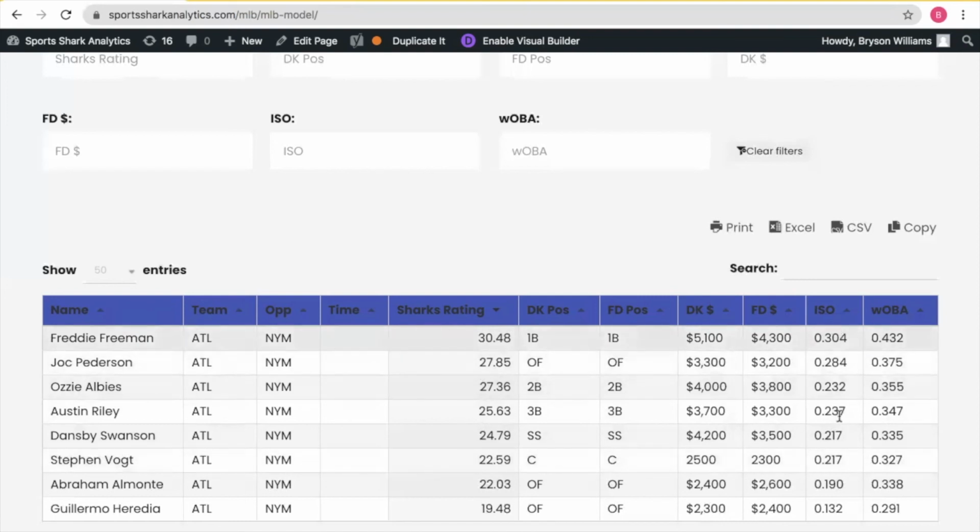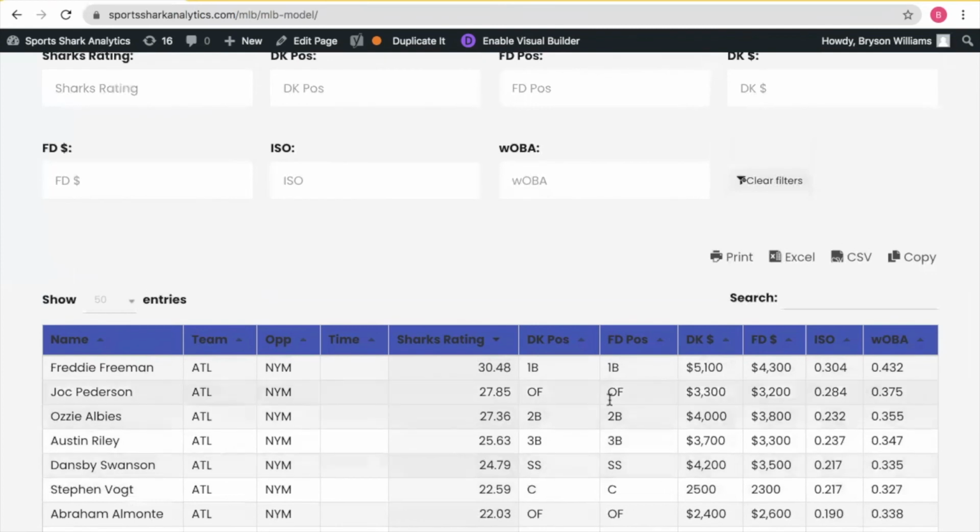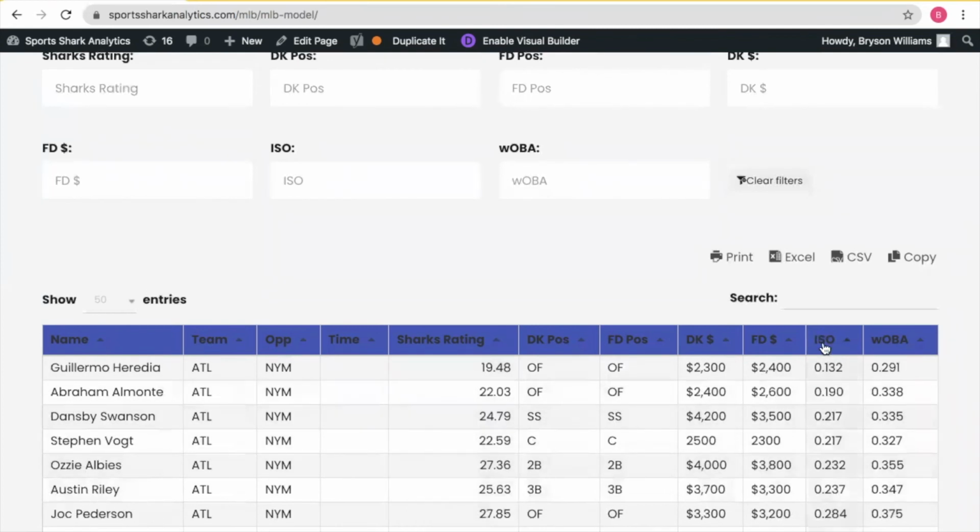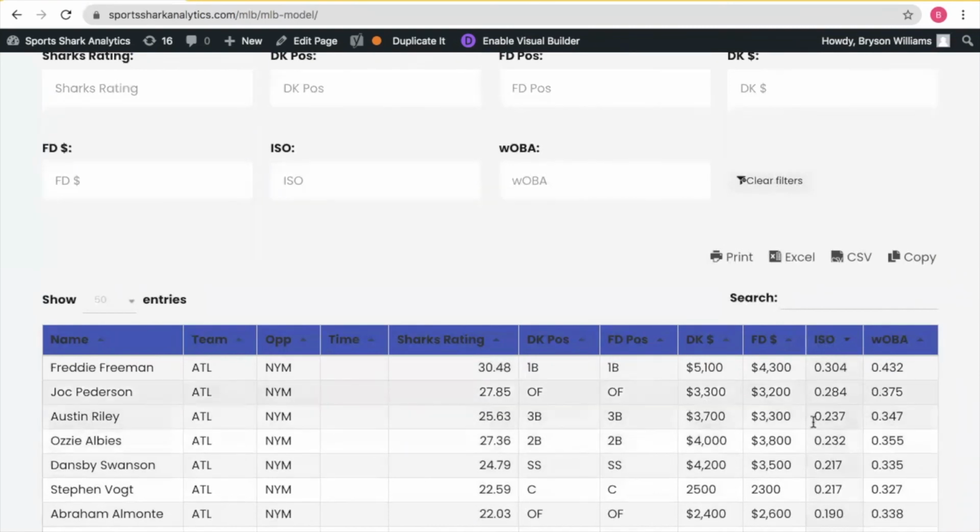Everybody's ISO is over 200, and everybody's short rating is at least over 20. That's a good way to build. If I'm not mistaken, like I said, I think Riley hit 2 home runs that day. And his ISO was pretty much second on the team because Jock was a late scratch.